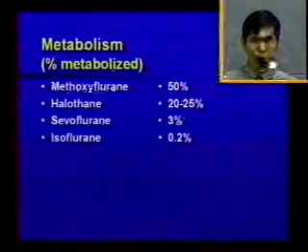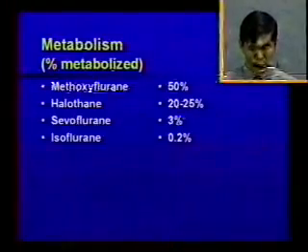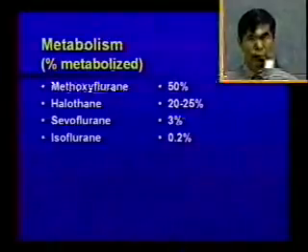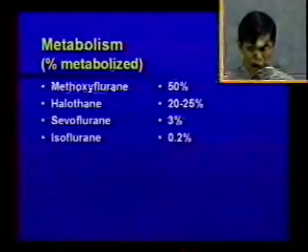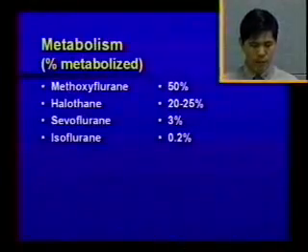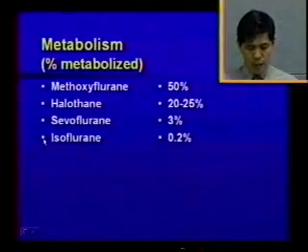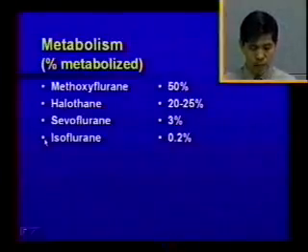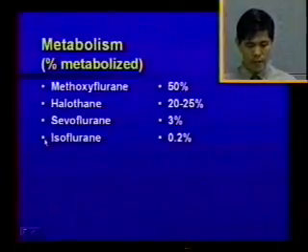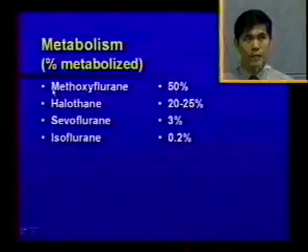They can also ask you about the degree of metabolism of these different inhalant agents. And that's the reason why I put this one here. You could see the numbers. Methoxyflurane, it is 50% metabolized. Halothane, 20 to 25% metabolized. Sevoflurane, 3% metabolized. Isoflurane, 0.2% metabolized. You could see here that maybe the best agent for patients with liver problem may be isoflurane because it has the least metabolism. And if they ask you about the agent that is metabolized to the greatest extent, then the answer will be methoxyflurane.